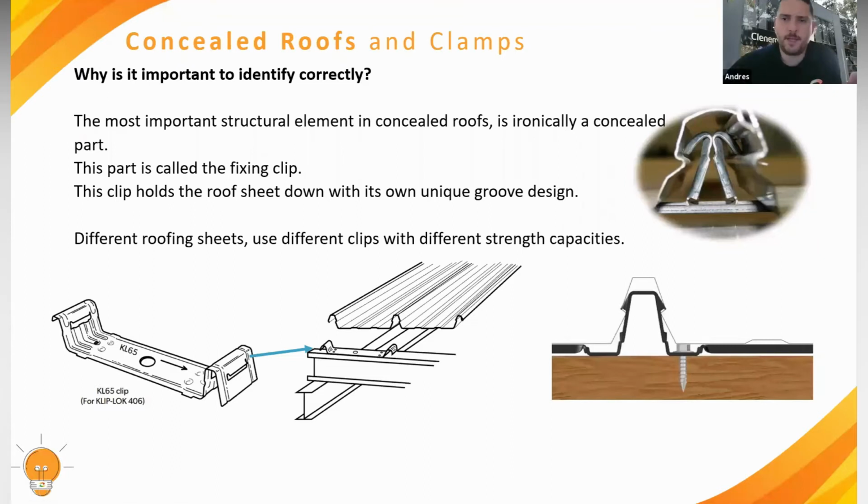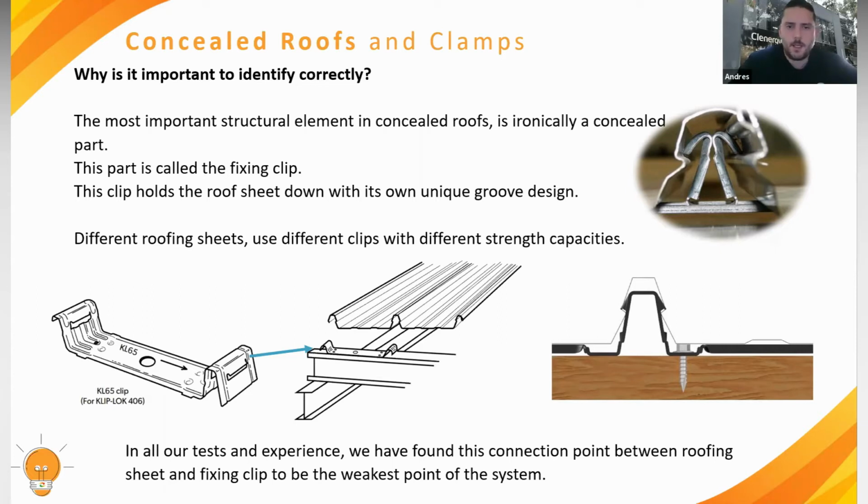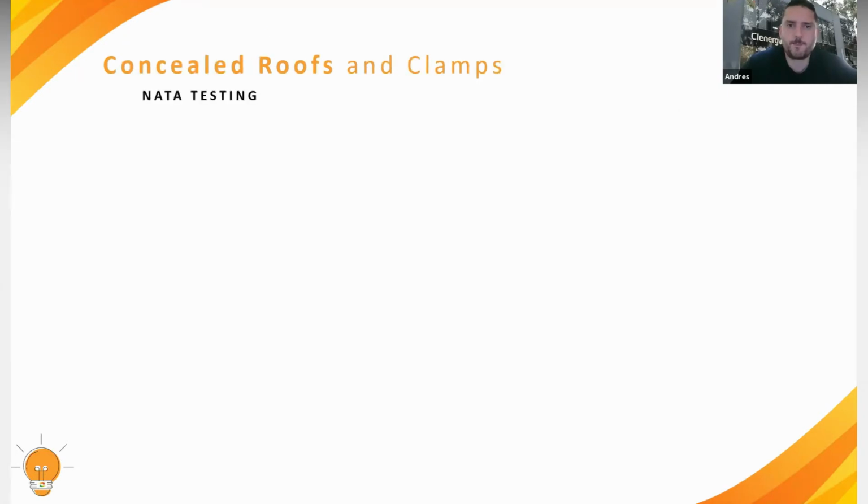The deforming would be the deforming clip. The fixing clip would ease and give way. So it is really important that we identify the correct roofing sheet, because all of them have different capacities. And we have tested them with our laboratories that are NATA certified. So it's really important to have the correct roofing sheet and to identify it. As I said before, the connection point between the roof sheet and the clip is the weakest point of the system. And I will show you, moving on, some pictures of how we test them and why it's important to identify it correctly.